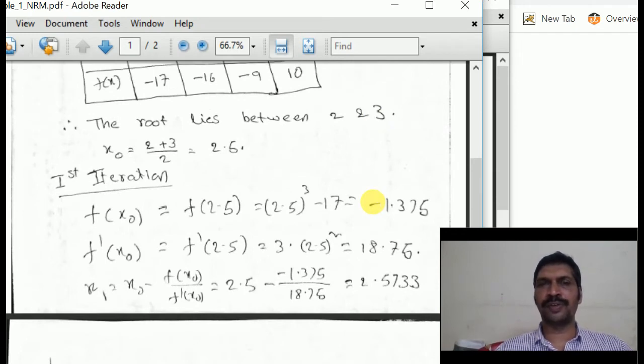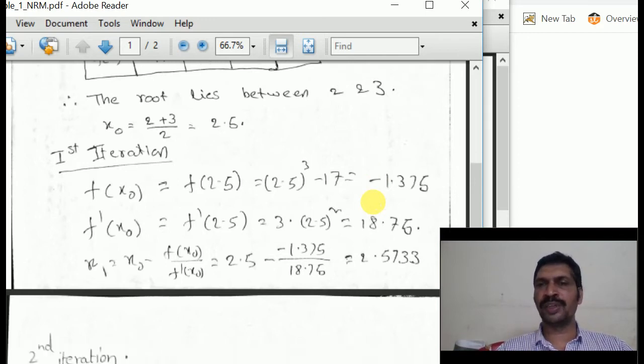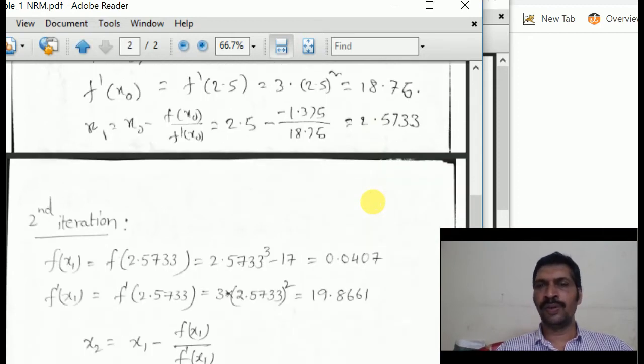Therefore, x1 equal to... the formula for the Newton-Raphson method is xn plus 1 equal to xn minus f of xn by f dash of xn. x1 equal to x naught minus f of x naught by f dash of x naught. The x naught value, the initial value, is 2.5. In the above step we computed f of x naught as minus 1.375 and f dash of x naught as 18.75. So x1 equal to 2.5 minus 1.375 by 18.75, which is equal to 2.5733. x1 equal to 2.5733. Now we will go for the second iteration.